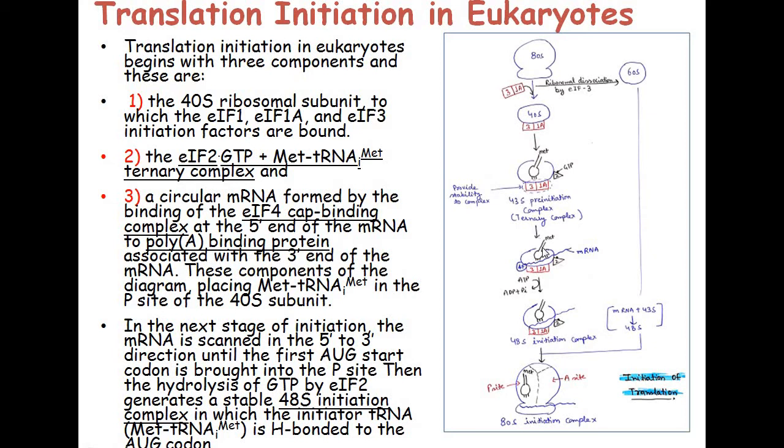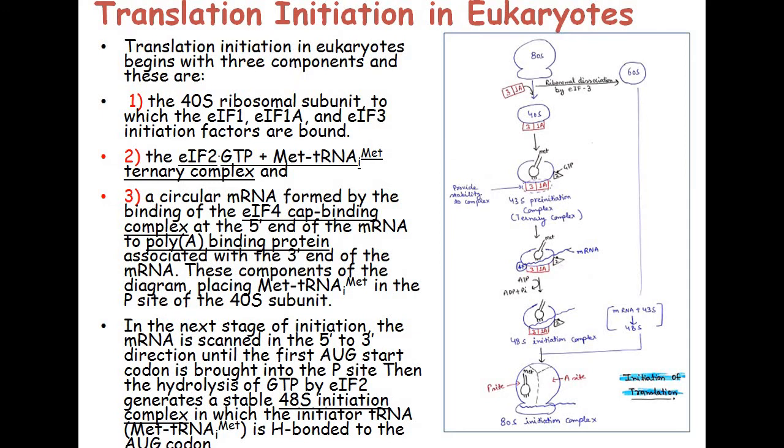Now a circular mRNA is formed by the binding of eIF4, this is the eIF4 cap binding complex at the 5' end of the mRNA, to the poly A binding protein associated with the 3' end of the mRNA. And these components of the diagram are placed with the Met-tRNA in the P site of the 40S subunit.